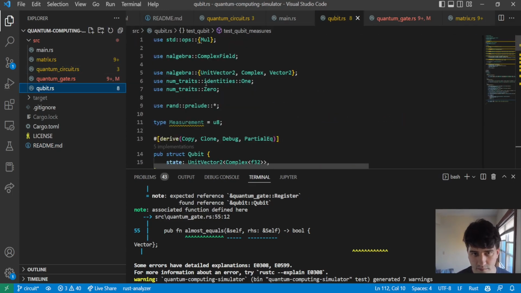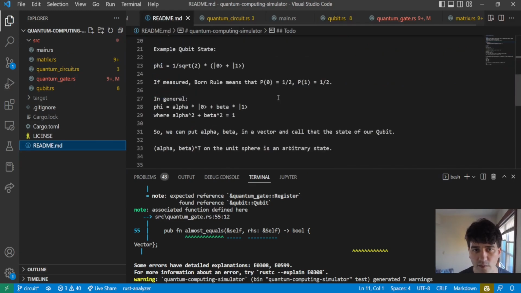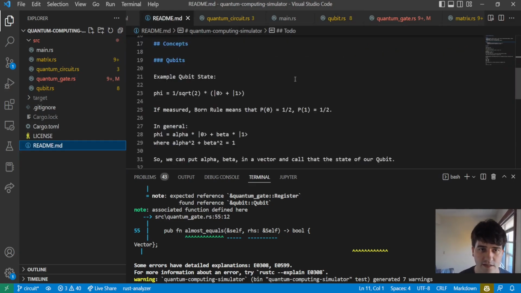Maybe I'll show the example we had in the README. A qubit is just a quantum bit. It's just a thing that can be a one or a zero or a superposition of the two. So a reasonable qubit is 1/√2 times the sum of the zero state and the one state, where the zero state just means if you measure me, you'll always get back zero. The one state just means if you measure me, you'll always get back one.